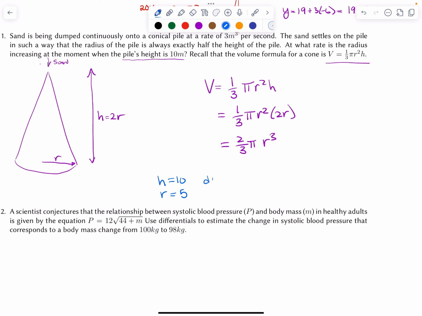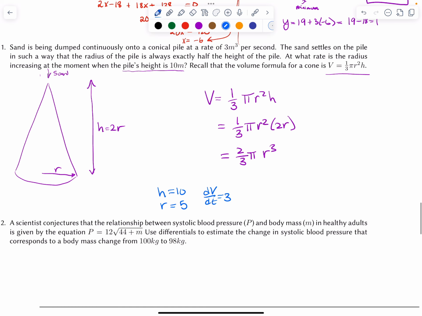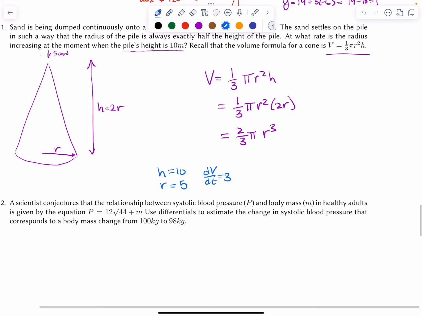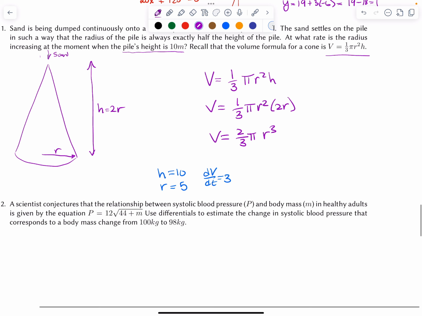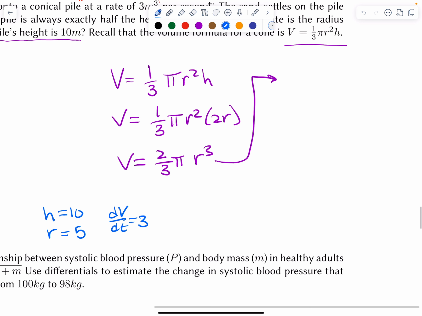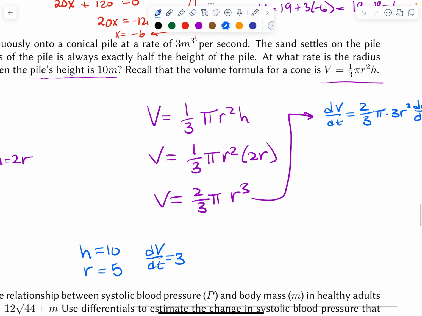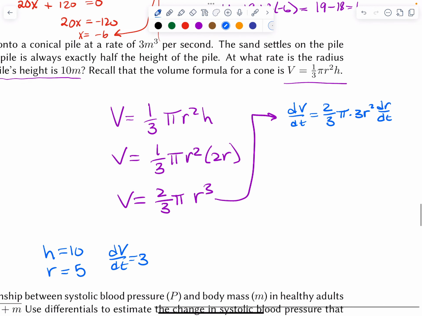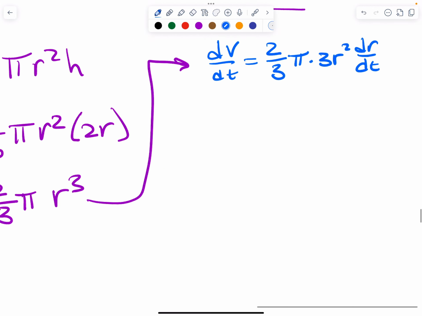We're told that dV over dt is equal to 3, that's 3 cubic meters per second. And so if V is 2/3 pi r cubed, we know that dV over dt is 2/3 pi times 3r squared times dr over dt. Now, what are we looking for? At what rate is the radius increasing? So we're looking for dr over dt, thankfully.